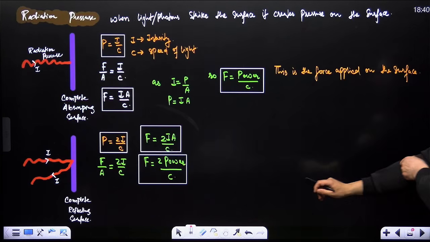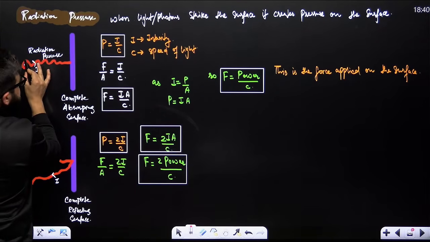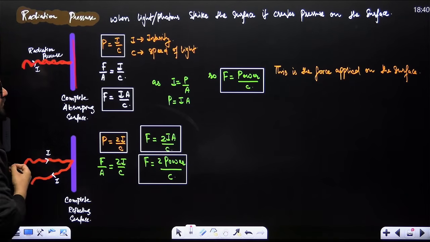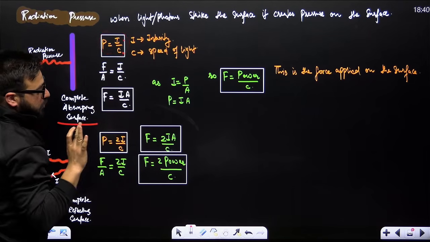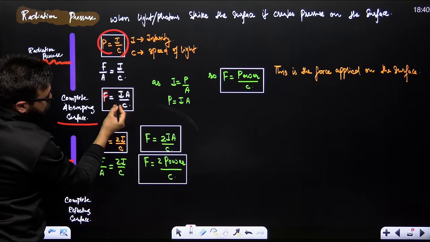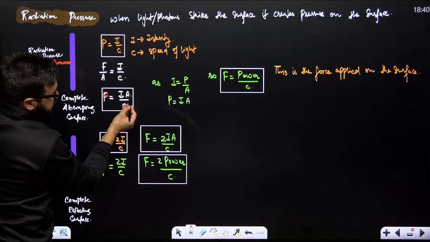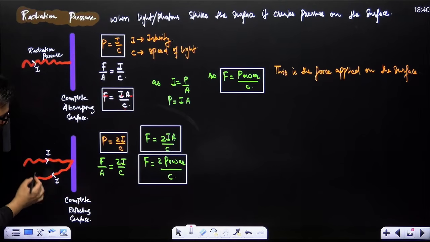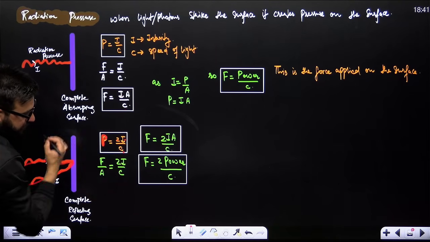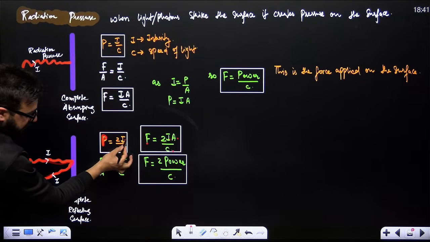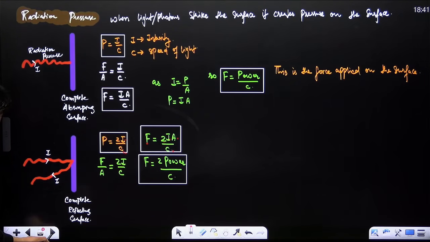Then, my dear NEET aspirants, we say radiation pressure. If light or radiation falls on a surface, it creates pressure on the surface. If it is a completely absorbing surface, pressure is I divided by c. You can also write the force acting on the surface as I into A divided by c, where I is intensity, A is area, and c is the speed of light. If it is a completely reflecting surface, the pressure is 2I divided by c, and force will be 2IA divided by c, where I is intensity, c is the speed of light. This is for a completely reflecting surface.